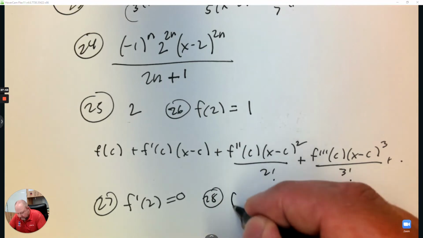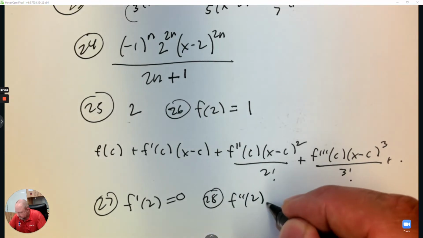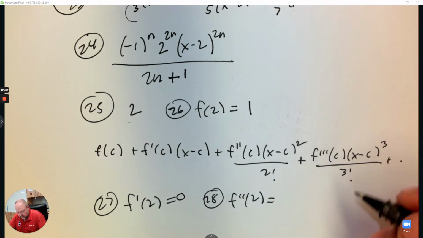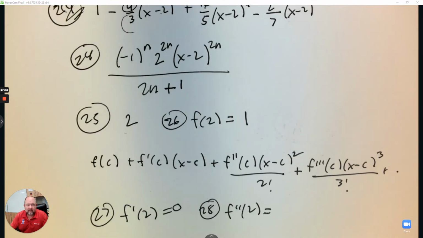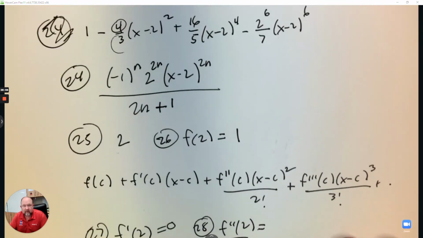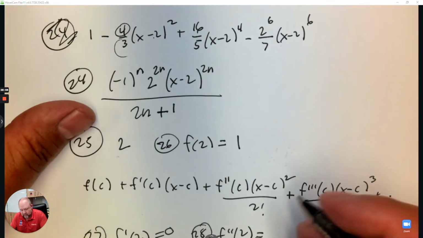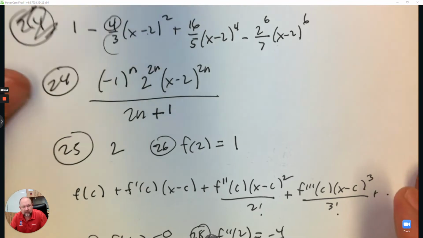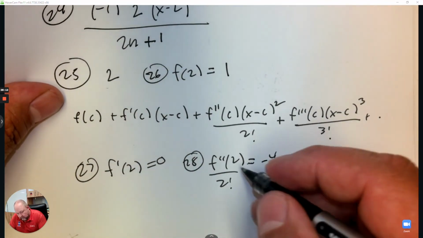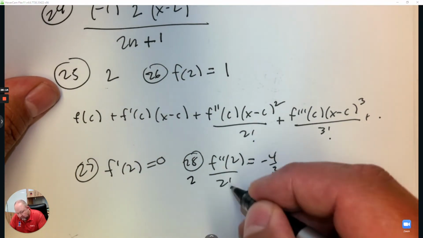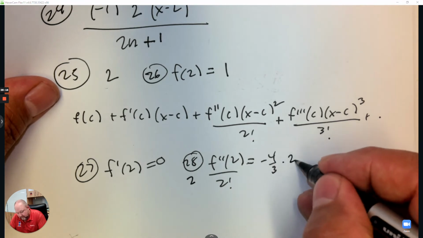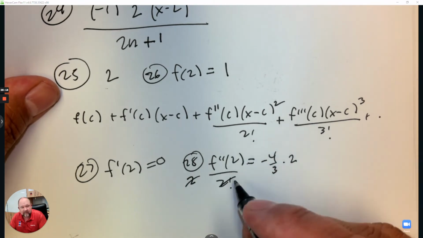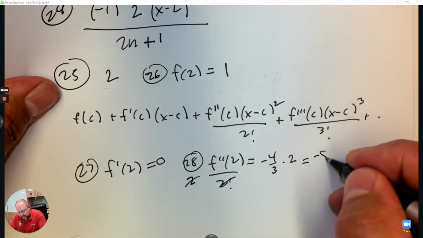The second derivative is there. So the form for the second derivative over 2 factorial is equal to this number, negative 4/3. So multiply both sides by 2. 2 factorial is 2, so multiply both sides by 2. And the second derivative at 2 then equals negative 8/3.